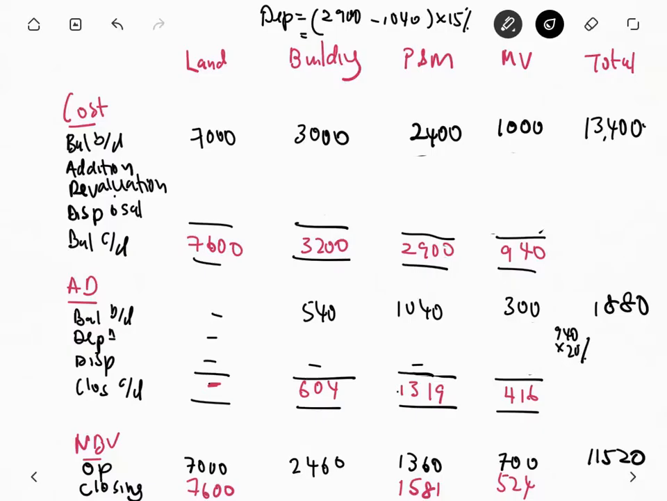500. So addition 500. I did not revalue, I did not dispose of. And I'm going to depreciate on reducing balance. How? My cost is 2,900. What is my accumulated? 1,040. So cost 2,900, accumulated 1,040, 15% will be how much? 279.